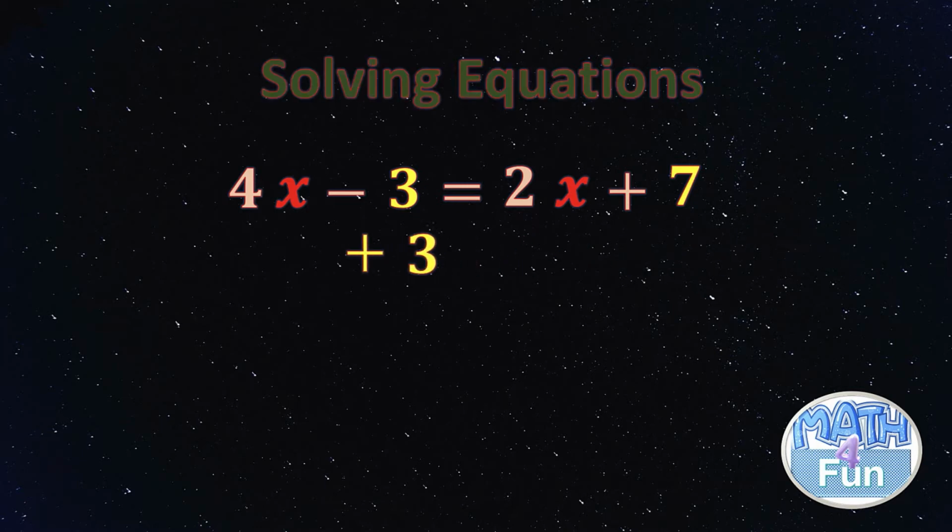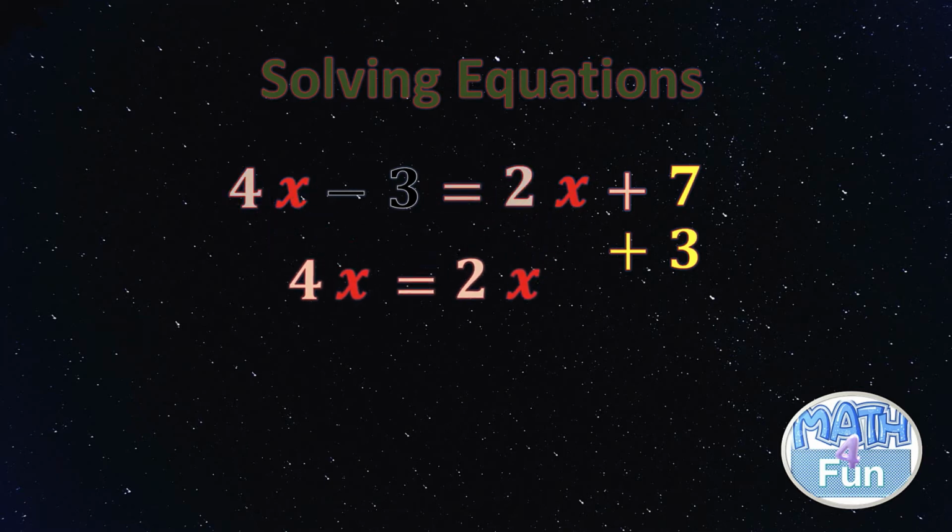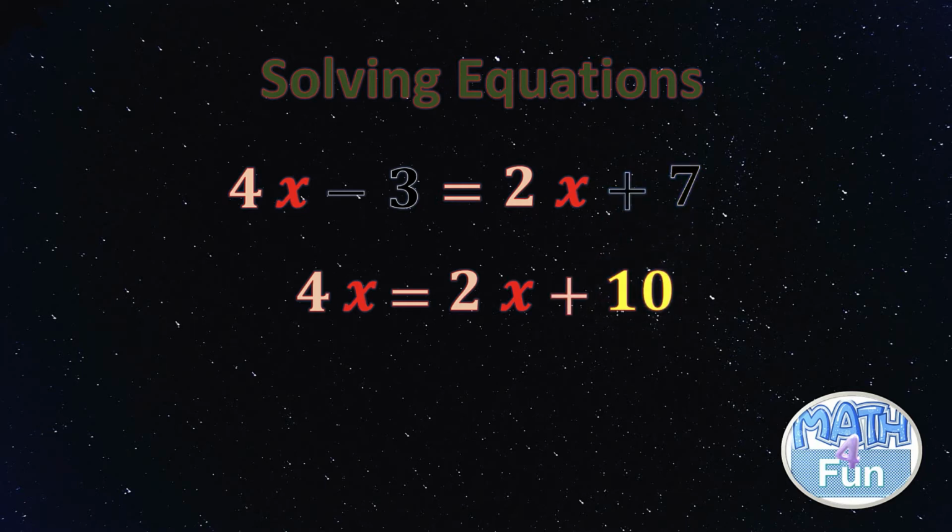Since you have negative 3 beside the 4x, to remove it, we add positive 3. So in this case, negative 3 and positive 3 will be equal to 0. But we need to add 3 to the other side. We cannot add 3 on one side and leave the other side, otherwise they will not be equal. So negative 3 and plus 3 will go, and you are left with 4x equal to 2x plus what? Now 7 plus 3 is equal to 10. Then the new equation becomes 4x equal to 2x plus 10.